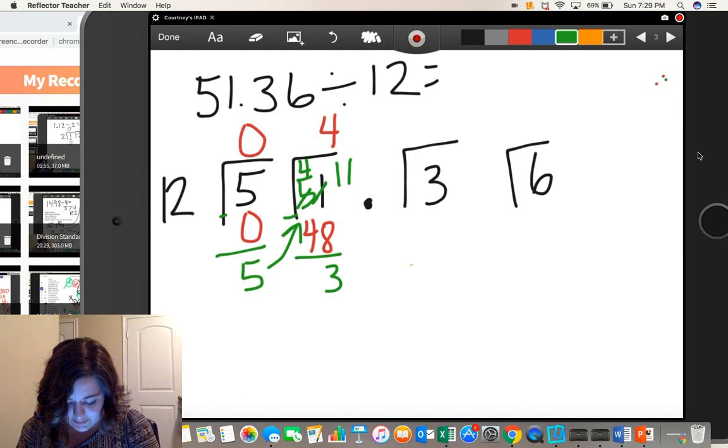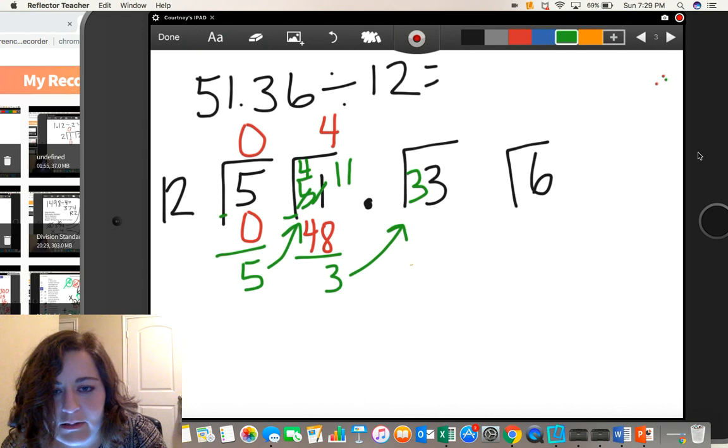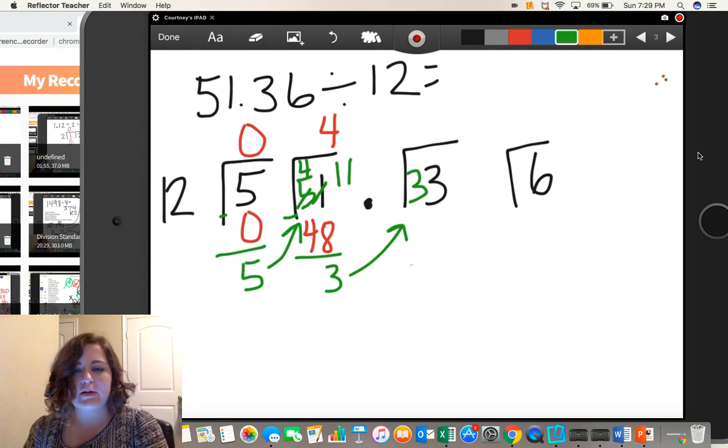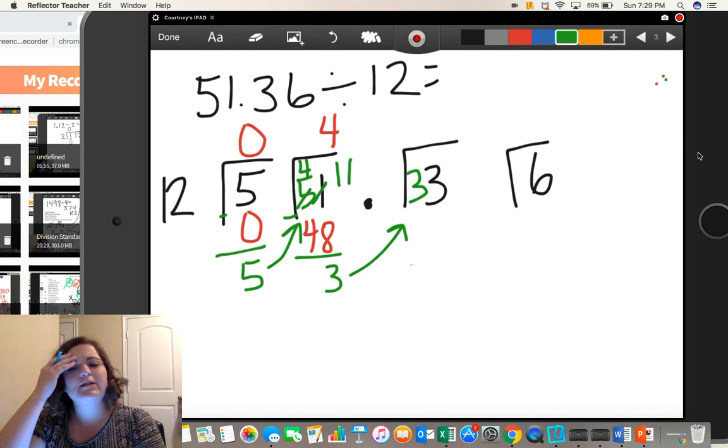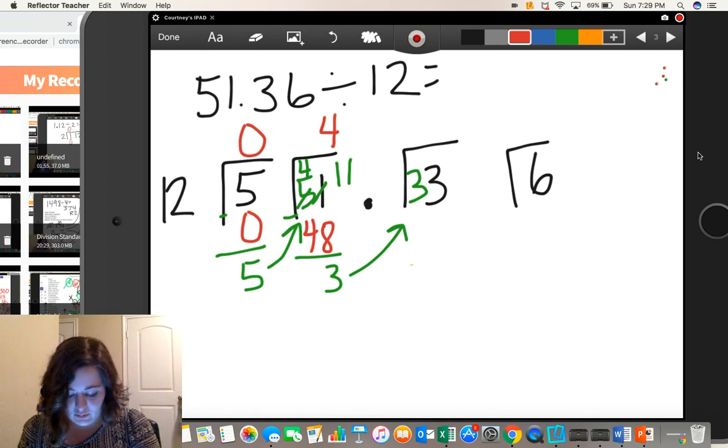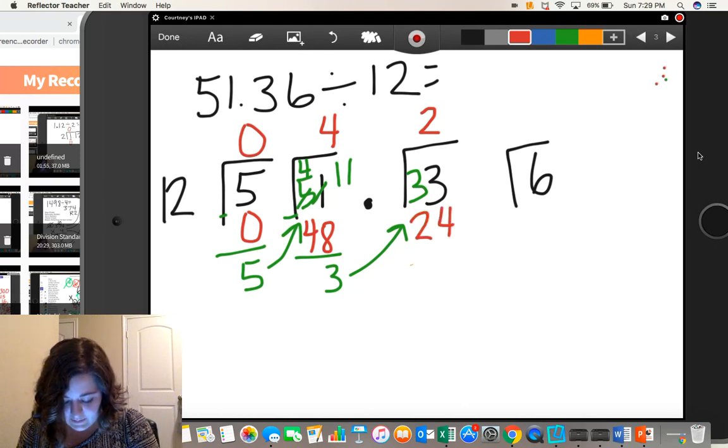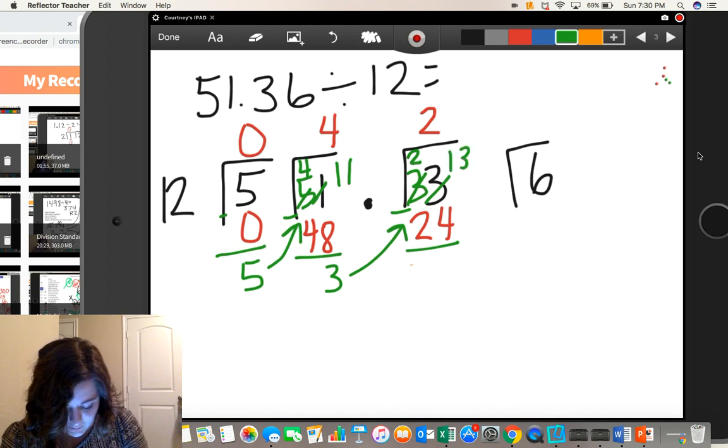3 is less than 12, so we're good to bring it to the next division house. Makes that a 33. And we need to know what number times 12 will get us closest to 33 without going over. 12 times 3 is 36. That's too big. So we're going to have to go down 1. 12 times 2 gives us 24, which is close without going over. So we're going 2. 12 times 2 was 24. After we multiply, we have to subtract. You can't do 3 minus 4, so you have to borrow from this 3, which makes that a 2. And this 3 becomes 13. 13 minus 4 is 9.